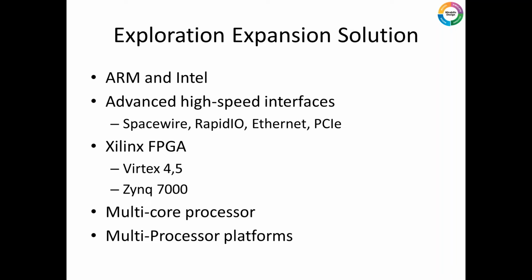Also, we have a number of high-speed interfaces: SpaceWire, RapidIO, Ethernet, PCI Express. One of the key things we have in VisualSim is the ability to run multi-core and multi-processor platforms. So as your system starts scaling to a large number of cores, maybe even tiered things like GPUs, we have environments for you to be able to construct those kinds of systems as well, to be able to incorporate into your overall exploration.